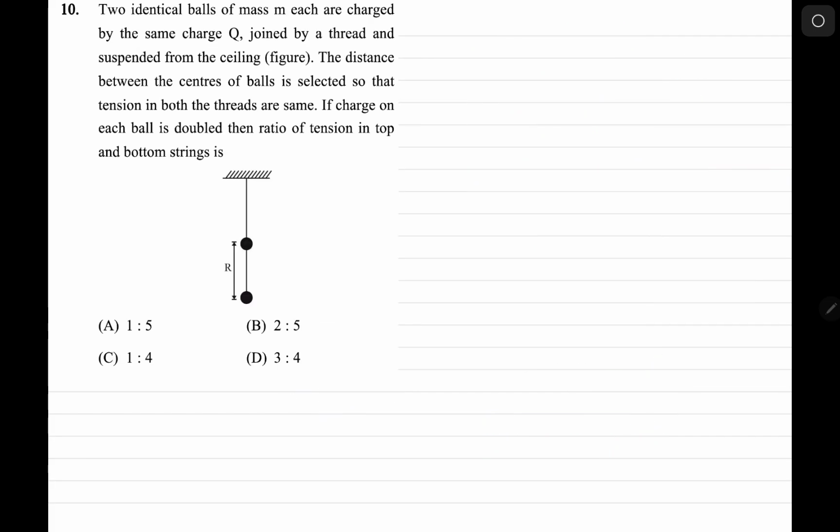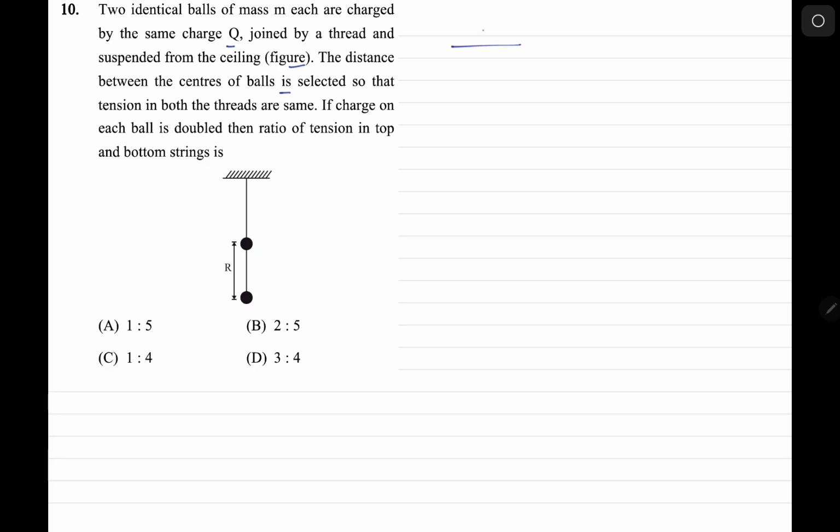Question number 10. Two identical balls of mass m each are charged with the same charge q, joined by a thread and suspended from the ceiling. The distance between the centers of the balls is selected so that the tensions in both the threads are the same.